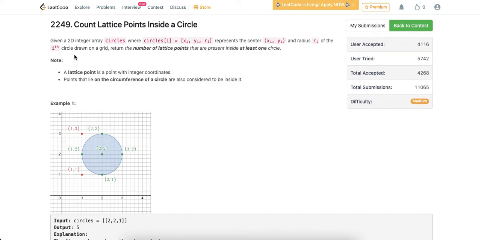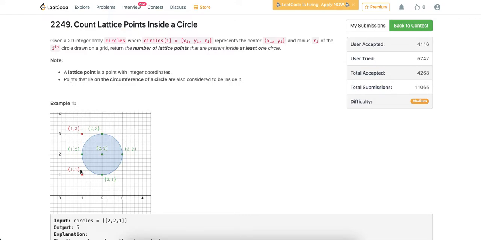And then return the number of lattice points that are present inside at least one circle. So we have a list of circles, and now they're asking about this lattice point. So we need to find the definition of a lattice point. A lattice point is a point with integer coordinates.